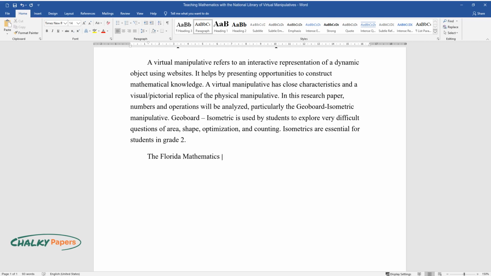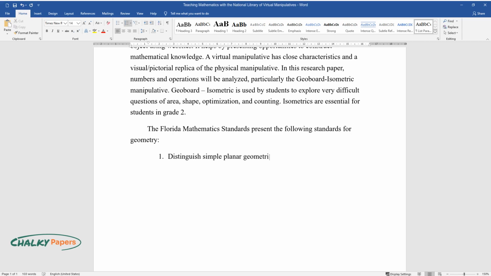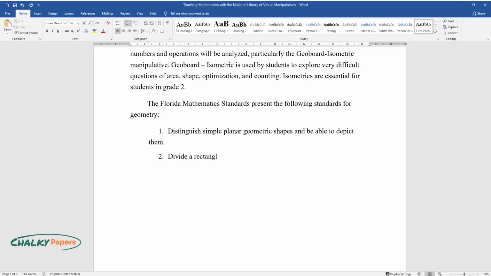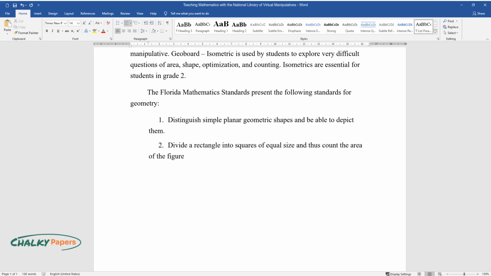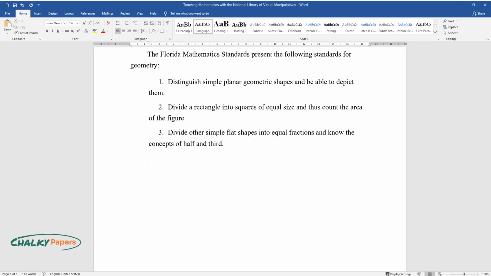The Florida Mathematics Standards present the following standards for geometry. Distinguish simple planar geometric shapes and be able to depict them. Divide a rectangle into squares of equal size and thus count the area of the figure. Divide other simple flat shapes into equal fractions and know the concepts of half and third.